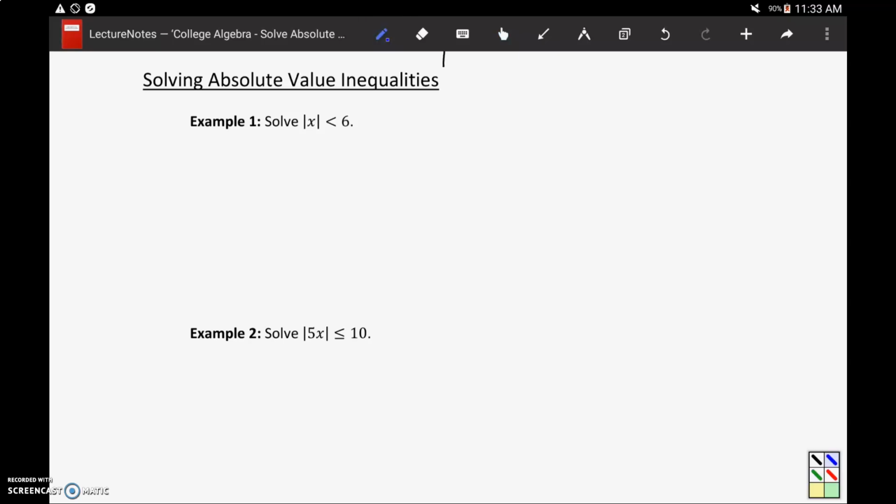Before we solve the absolute value of x less than or equal to 6, we want to think a little bit about what that statement exactly is saying. So if we sketch this out on a number line, the absolute value of x less than 6 means we want all values for x which are less than 6 units away from 0.